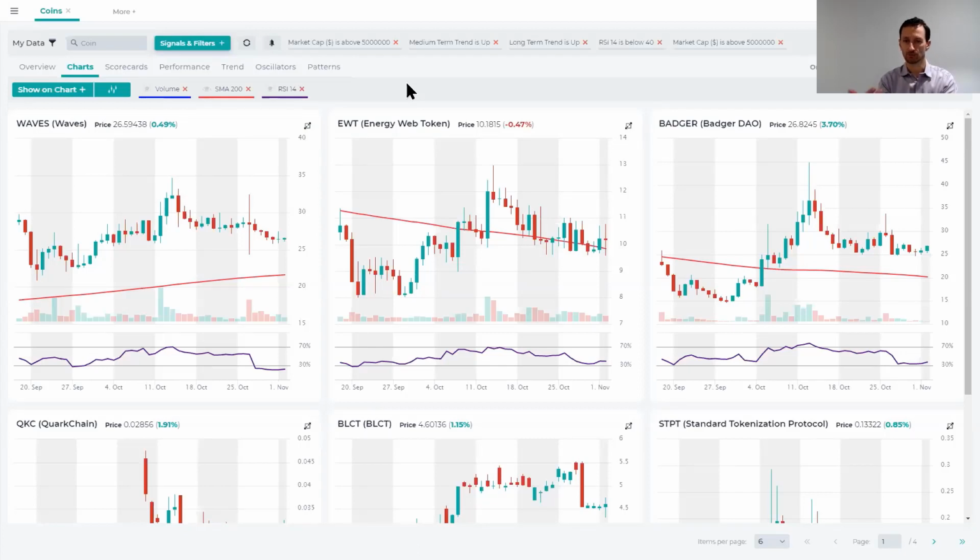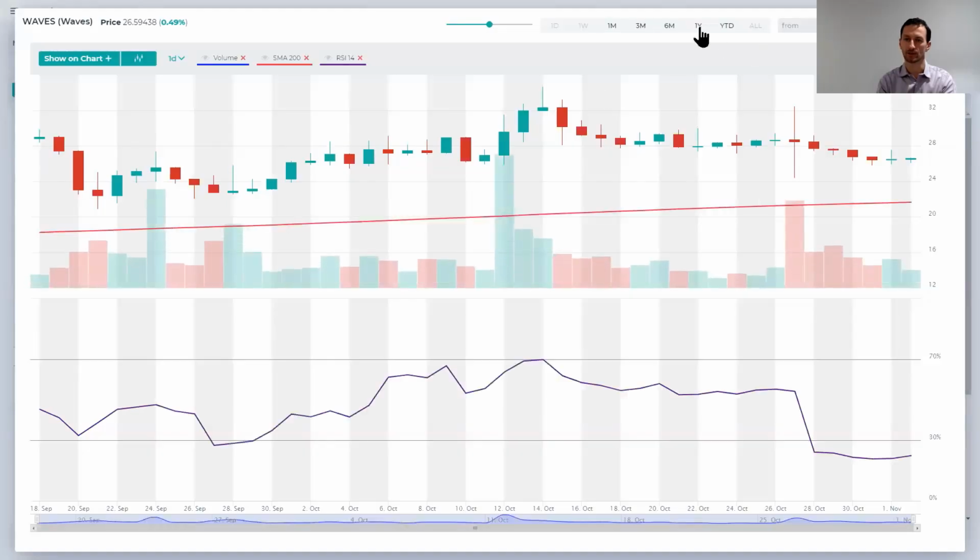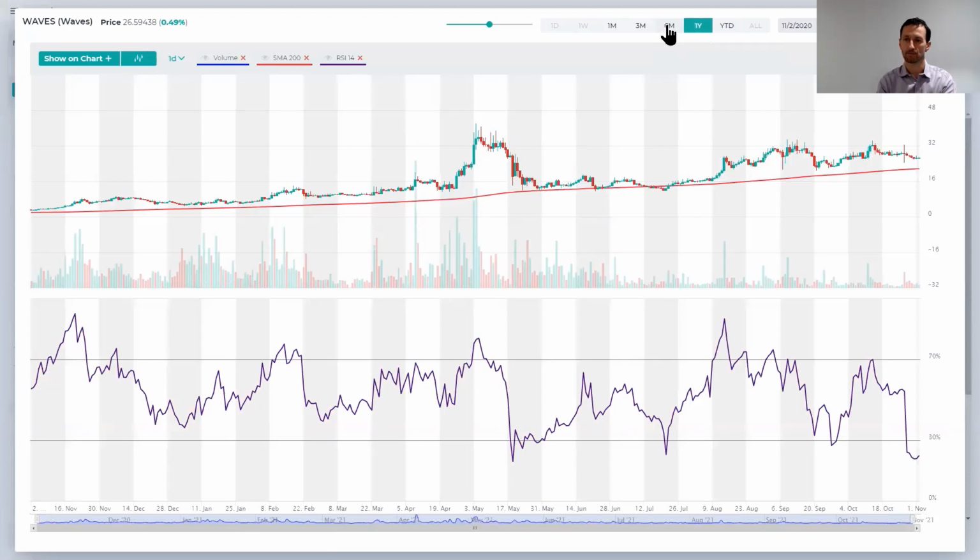It is in an uptrend on the medium and the long-term basis, as we stipulated in our filter, but it's also approaching or near the support level. Support and resistance are key to every trade and every analysis. So let's take a look at the first one, waves. Take a look at the big picture at first.